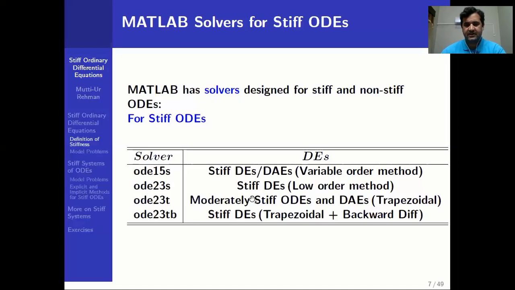Similarly, if you have stiff differential equations, you can use a lower order method to solve them, and you can also use this MATLAB solver. Over here, you can use ODE23tb to solve stiff differential equations, which is based on the trapezoidal rule and the backward differentiation formula.